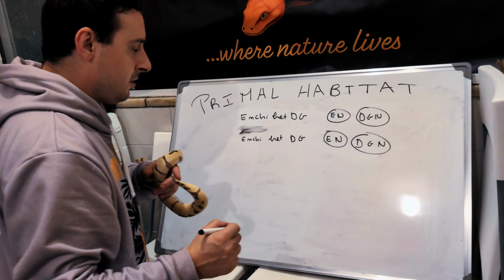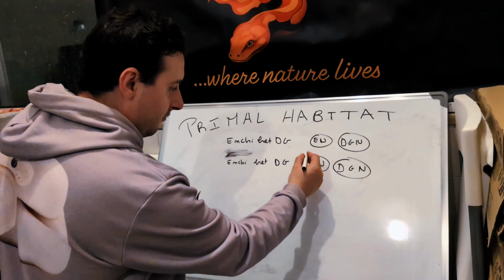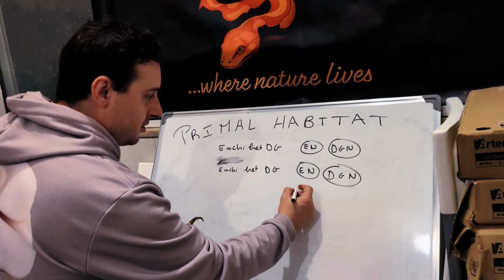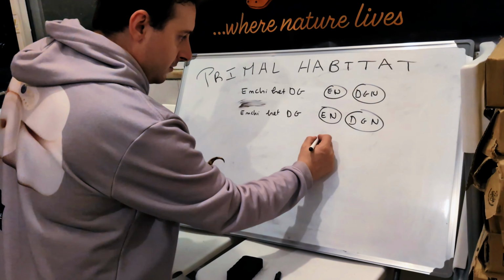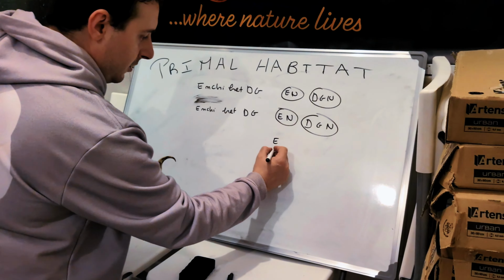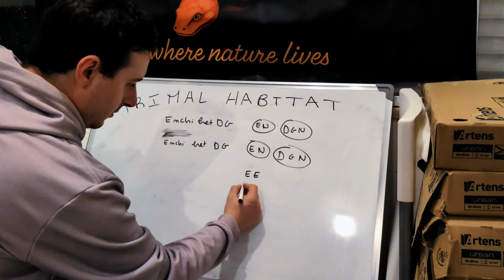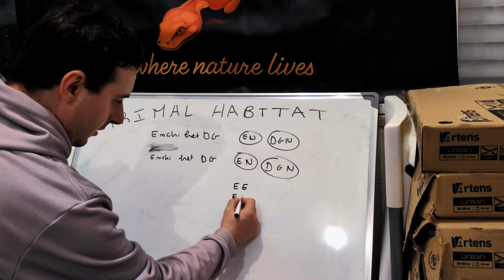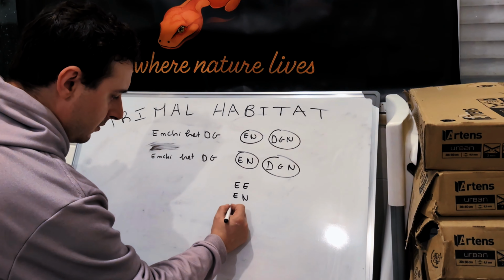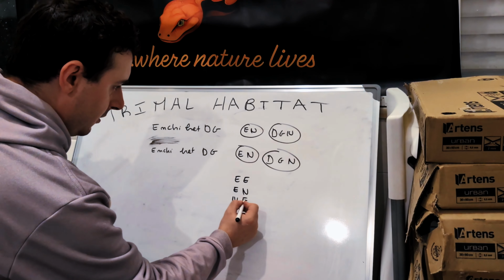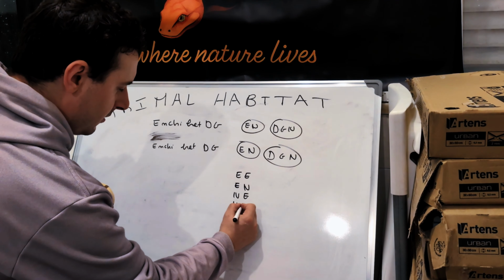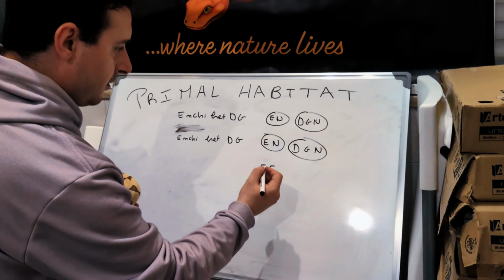So the offspring in this case, for the Enchi gene, would be E E, or E N, or N E, or N N.